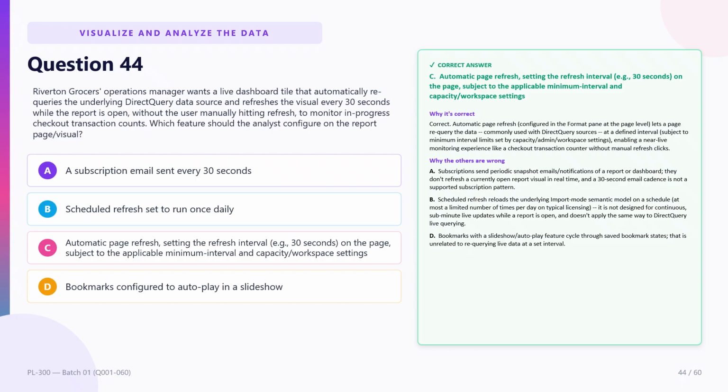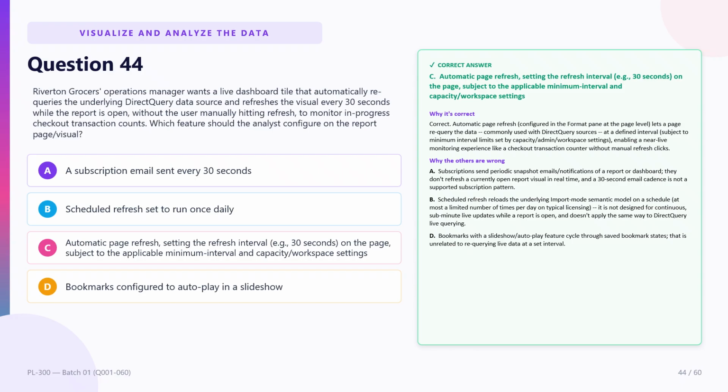The correct answer is C. Automatic page refresh, setting the refresh interval, e.g. 30 seconds, on the page, subject to the applicable minimum interval and capacity workspace settings. Here's why. Automatic page refresh, configured in the Format pane at the page level, lets a page requery the data, commonly used with DirectQuery sources, at a defined interval, subject to minimum interval limits set by capacity/admin settings, enabling a near-live monitoring experience like a checkout transaction counter without manual refresh clicks.